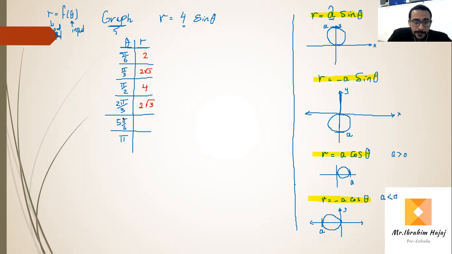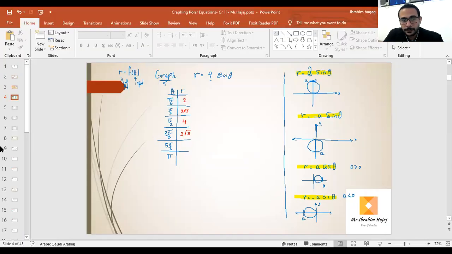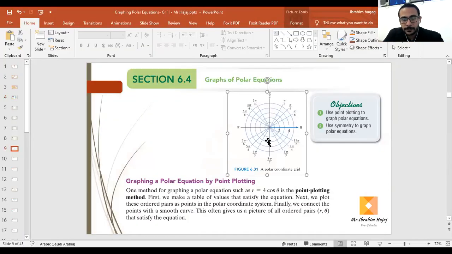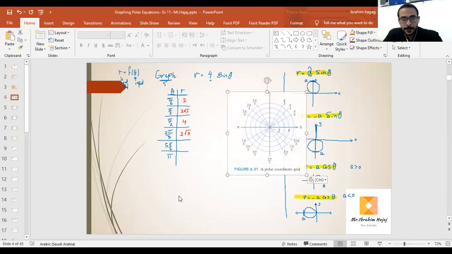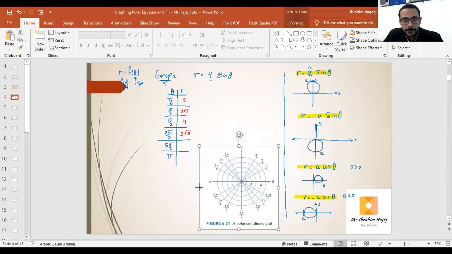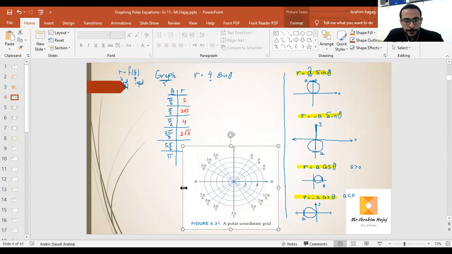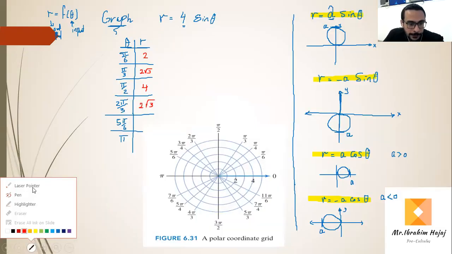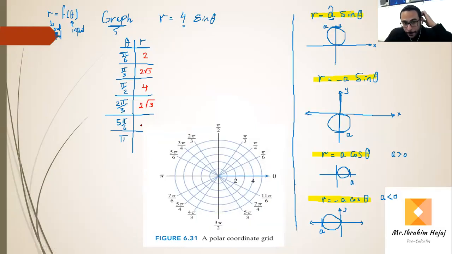Okay, 5 pi over 6. It's 2. Let's move back here and plot it. 5 pi over 6 gives 2, and pi is 0.